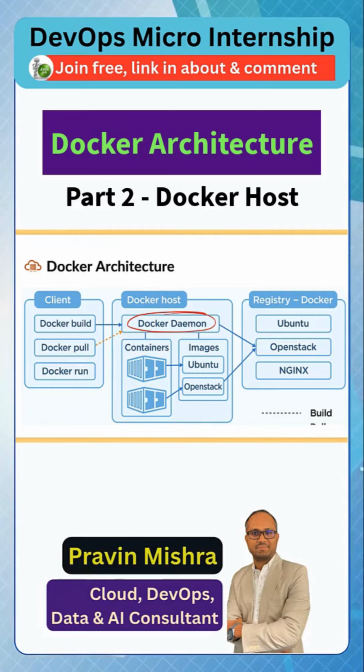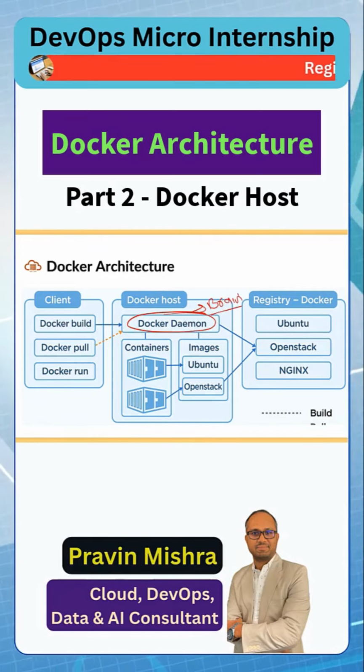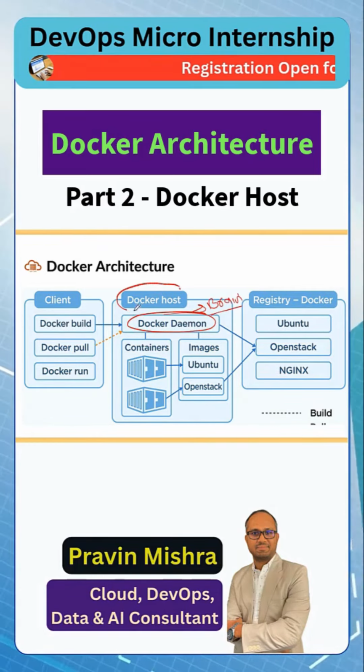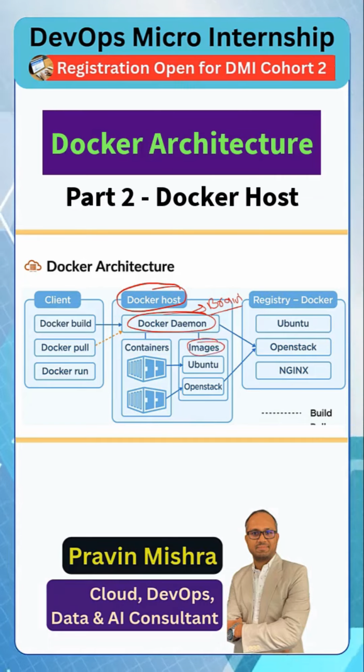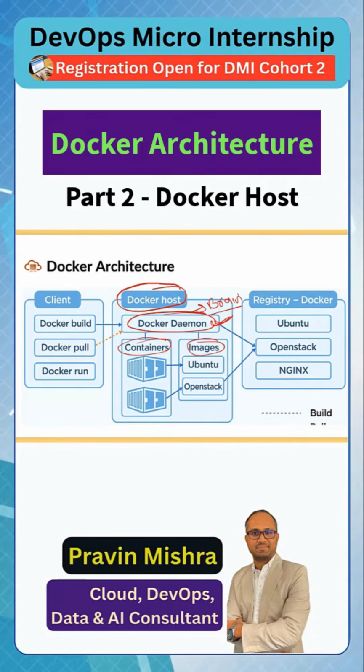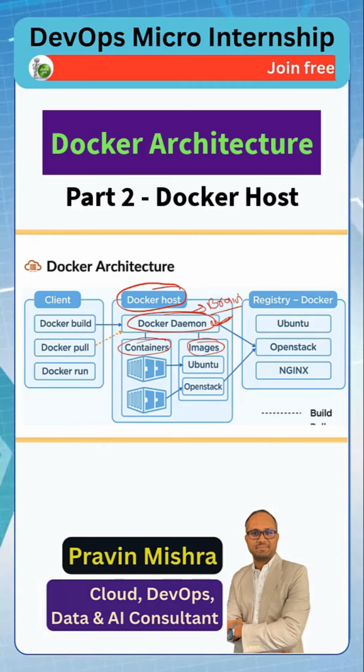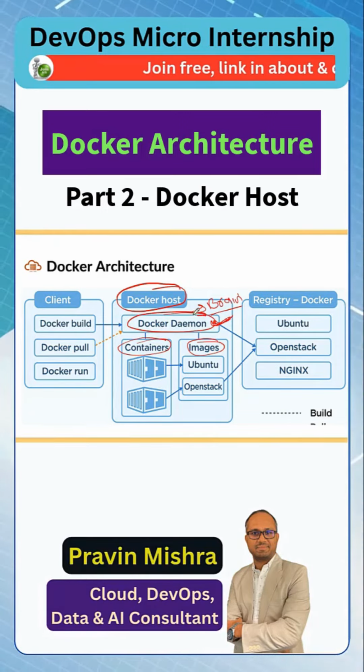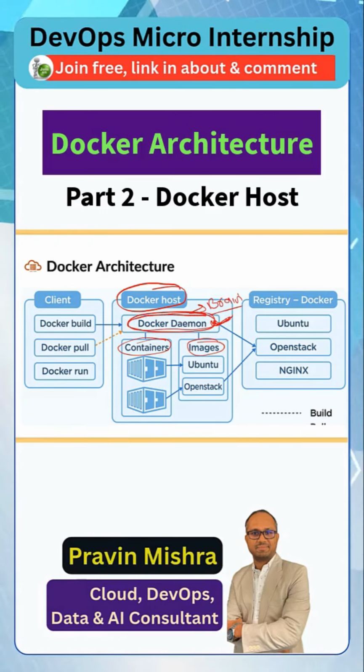So the Docker daemon is the brain of Docker that controls everything on this Docker host. Whether we are building images or creating containers, everything is done by the Docker daemon. And the Docker daemon is called dockerd. So dockerd is the Docker engine. That's the Docker daemon that does all this heavy lifting.